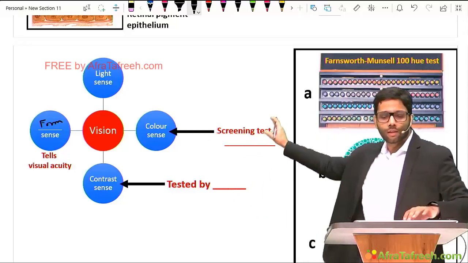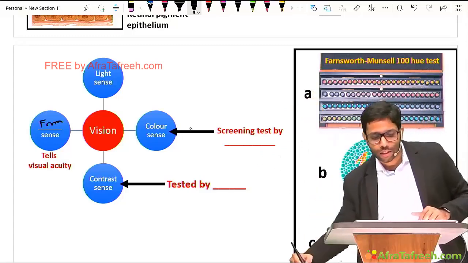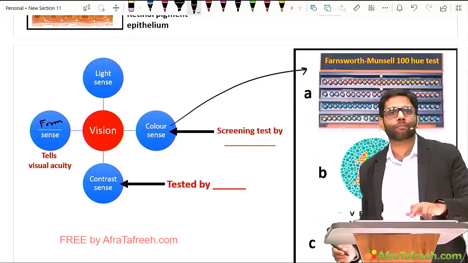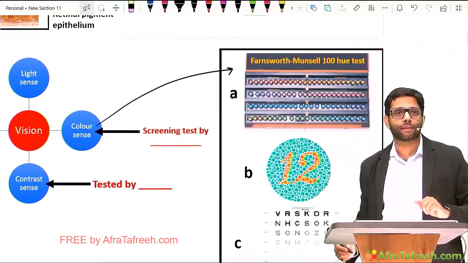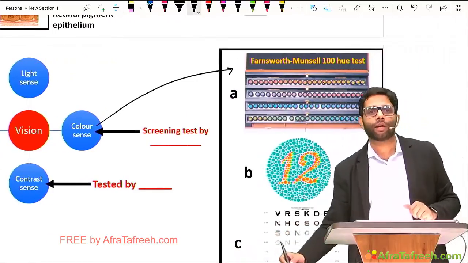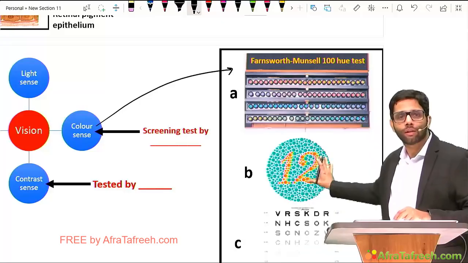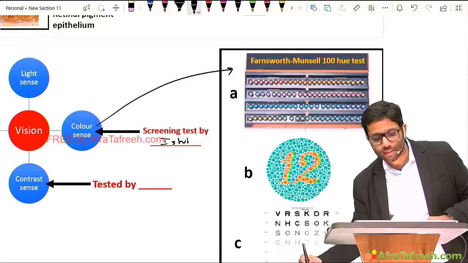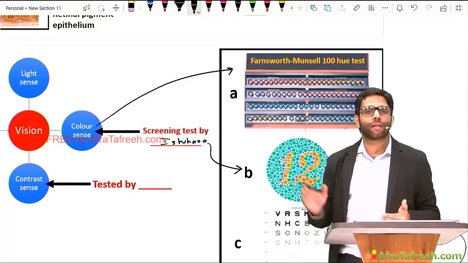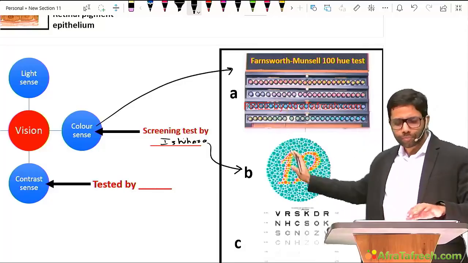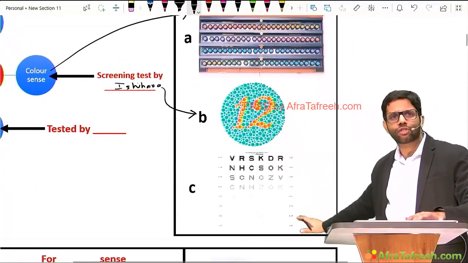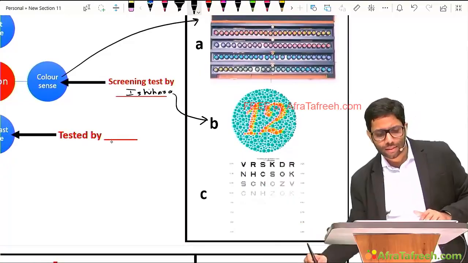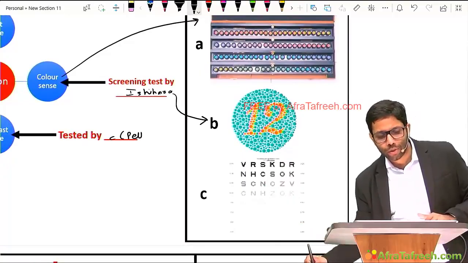Farnsworth-Munsell test is for color sense. It quantifies the color blindness. But the screening test for color blindness is the option number B. That is the Ishihara test. So Ishihara test is B, and that is the screening test for color blindness. Both are subjective tests. But the contrast sense is checked by this C, which is known as the Pelli-Robson chart.